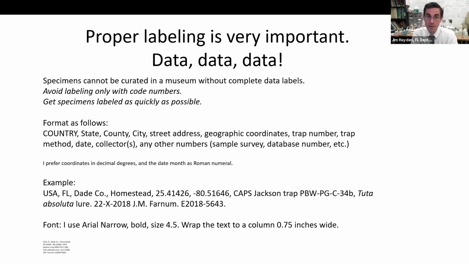It's really important to label your specimens properly. This is the kind of order that I prefer, going from the highest to the lowest geographic level first. USA, state, county, city, geographic coordinates, and then I get into the details of the trapping method. Here's the date, the collector, and this little code number here refers to the database number in our regulatory database.